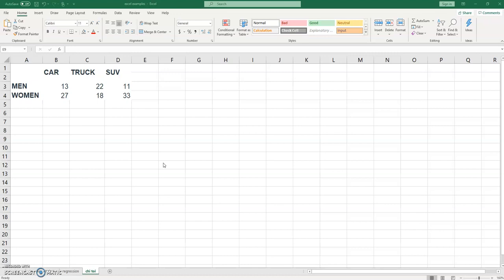So this is one where there's not an automatic option to do this. So we need to understand how the math works and just go through some of the processes. Luckily, it's not that difficult.